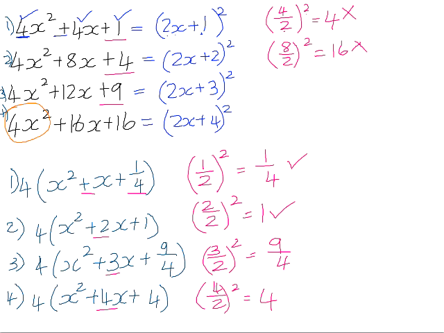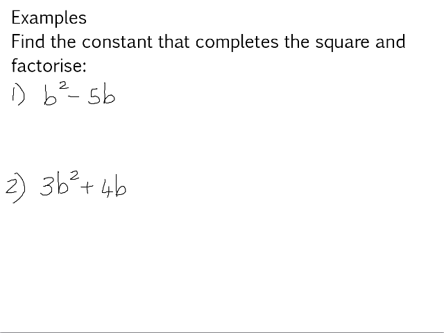So when our trinomial has a coefficient of x squared that is not 1, you must take out whatever the coefficient of x squared is as a common factor so that you can then use the b divided by 2 squared method in order to find the number that completes the square. Let's have a look at some examples and hopefully that will make a little bit more sense to you.